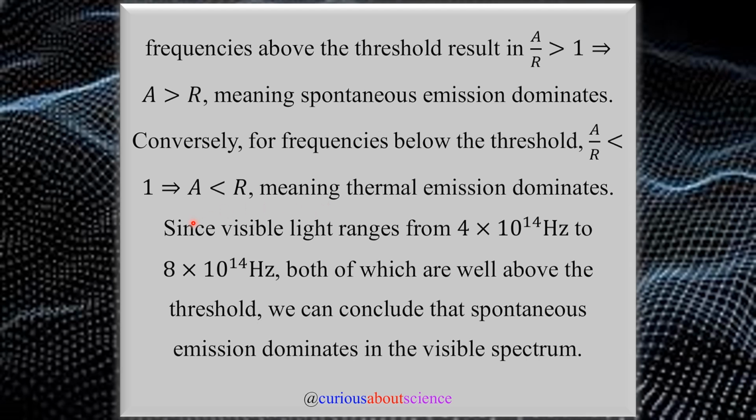And since visible light ranges from 4 times 10 to the 14 to 8 times 10 to the 14 hertz, both of which are well above the threshold, as we recall from the numerics, we can conclude that the spontaneous emission dominates in the visible spectrum. And that's really good to see.